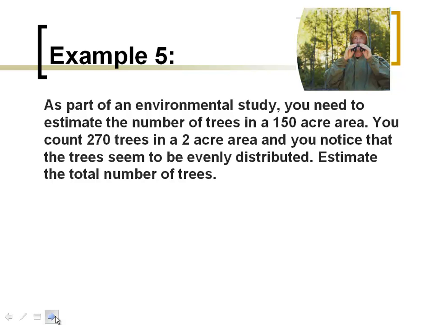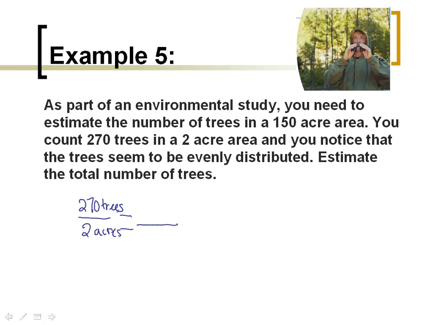Okay? So we're going to write a proportion with this. We want to write a proportion because that's what we're using here. And we're given that we know 270 trees are in 2 acres. So I can say 270 trees per 2 acres. Okay? That's one side that I know right away, one ratio that I know.